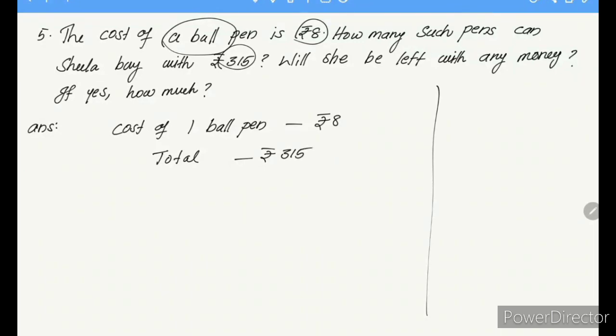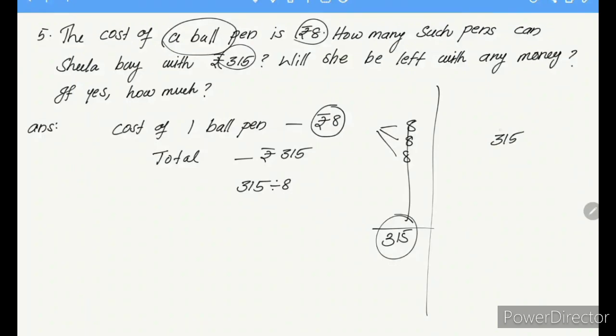And using this, how many such ball pens she can buy? See here, cost of one pen is 8. If she buy another pen, that is also 8 rupees. If she buy another pen, that is also 8 rupees. So total, how many such pencils she can buy? Total 315 rupees is there. Using 315 rupees, how many such ball pens she can buy? So here we use division. 315 divided by 8. Because here equal distribution is going. So we do division.